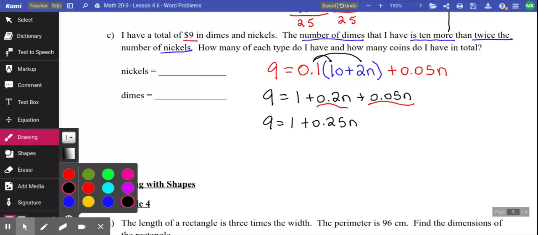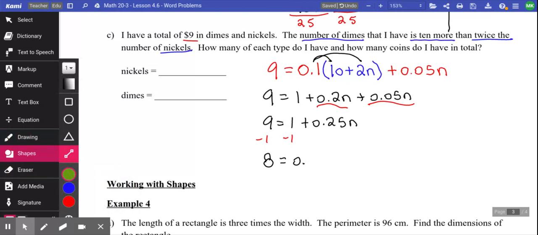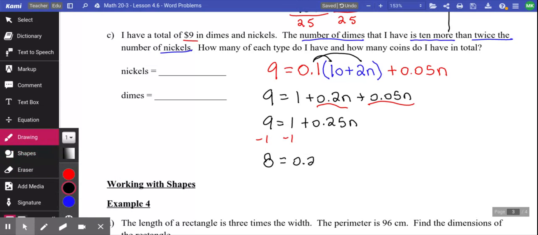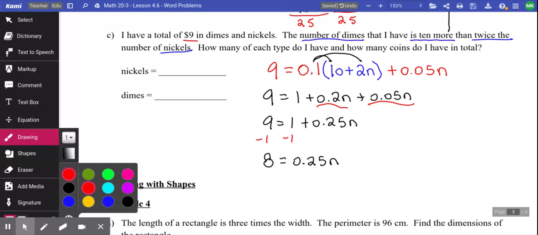I'm going to subtract my 1 to the other side because I'm starting to solve now. That's 8 equals 0.25n. Sorry, I don't know why I said an extra 0 there. I divide both sides by 0.25. And I should get 32, but I'm just going to make sure it is. So 32 equals n. The number of nickels I have is 32.